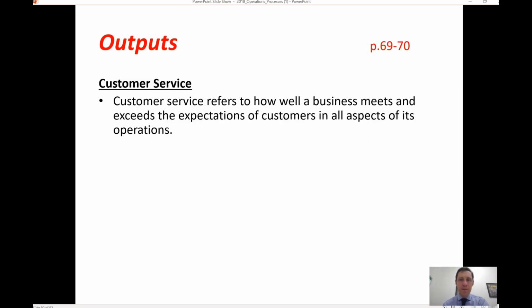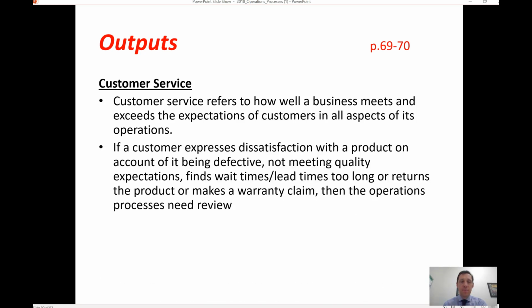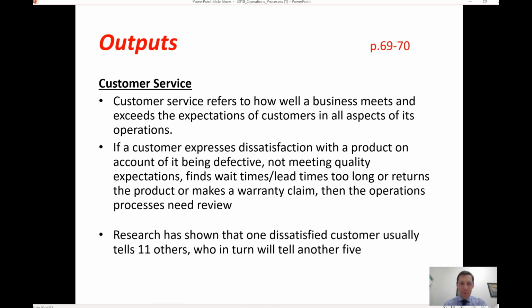So more specifically, what is customer service? Well, it's not just about attending to the needs of customers after sale, but it's also how well the business meets and exceeds the expectations of its own customers, both during the delivery of the service or product and then after the delivery. And if a customer does express dissatisfaction, either they're not satisfied with the product or with the delivery of the service because it's defective, or it's not meeting their particular expectations, or it's taking too long, then the operations process needs reviewing. And that's where that monitor, control, and improvement comes in within the transformation process.